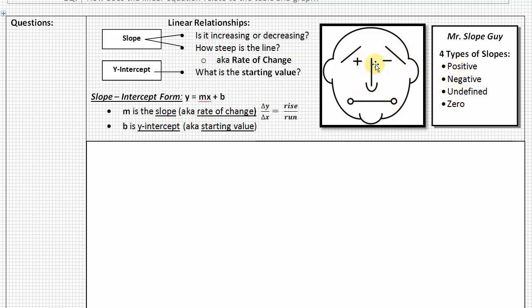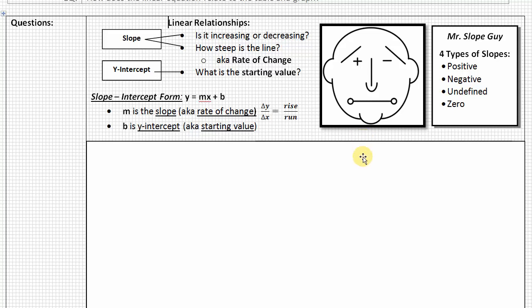A vertical line, you might think of the y-axis, is what we would refer to as undefined. That has an undefined slope. And a horizontal line, like the x-axis, has what we refer to as a zero slope. They use the corner of his mouth here, which is making a straight line, to remind us that that's a zero slope. So Mr. Slope Guy may be handy for us as we go through looking at the four main types of slopes that we have: positive, negative, vertical undefined, or horizontal zero.